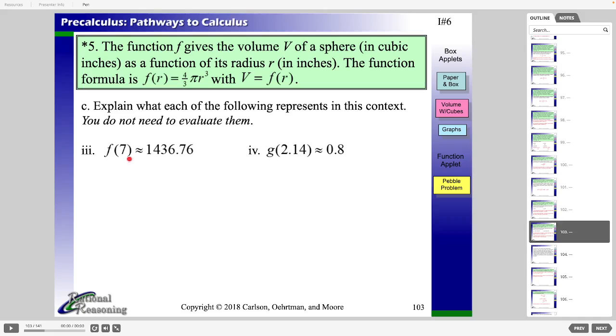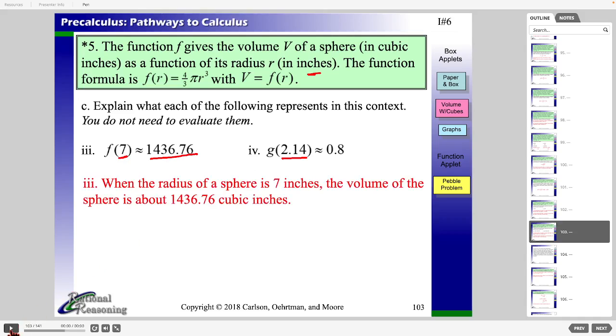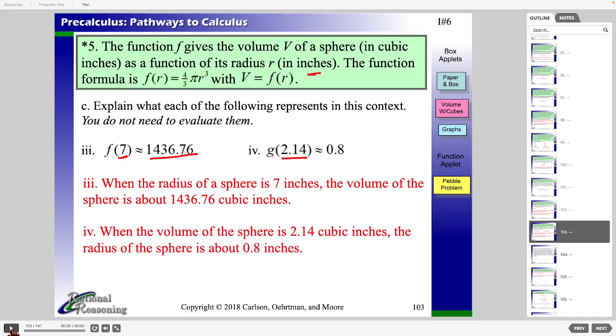We could go ahead and calculate. This is saying when you've got a radius of 7, you're going to have a volume of 1,436. This one's saying when you've got a volume of 2.14 cubic inches, the radius would be about 0.8 inch, so less than 1 inch. So radius gives us that volume. That volume gives us that radius. That's what the two functions are doing.